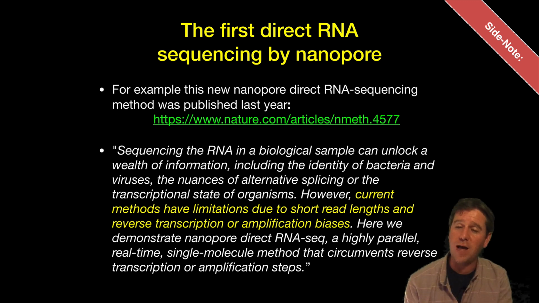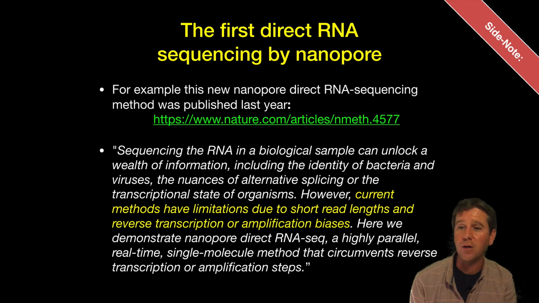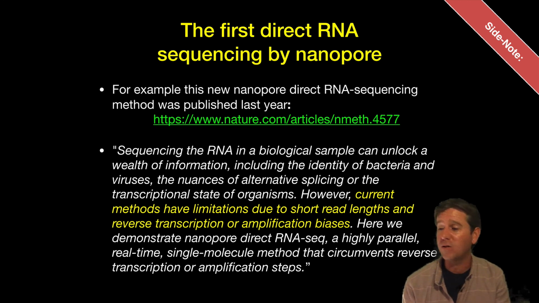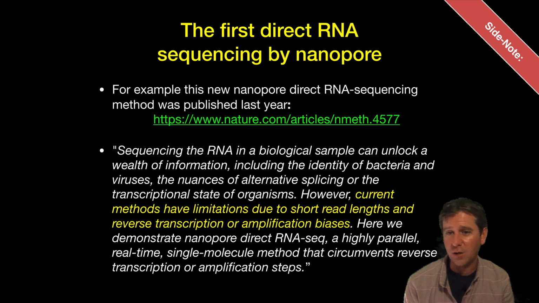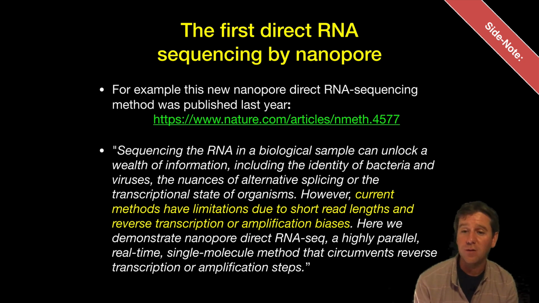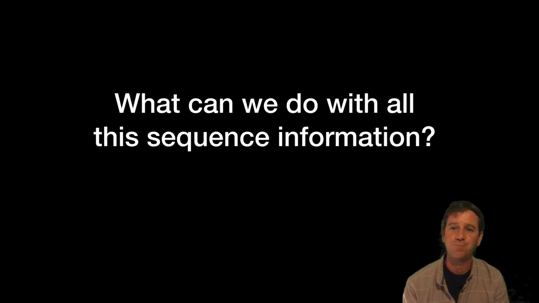So I've placed the abstract here. I'm just highlighting a sentence from their abstract that really highlights the promise. Current methods, the Illumina approaches, have limitations due to short reads, the reverse transcription, and the amplification biases that are introduced depending on what enzymes you're using. Of course, with this direct nanopore approach, you skip all of those. It really shows great promise for doing these things better than we can currently. So it's definitely an area that's developing rapidly.